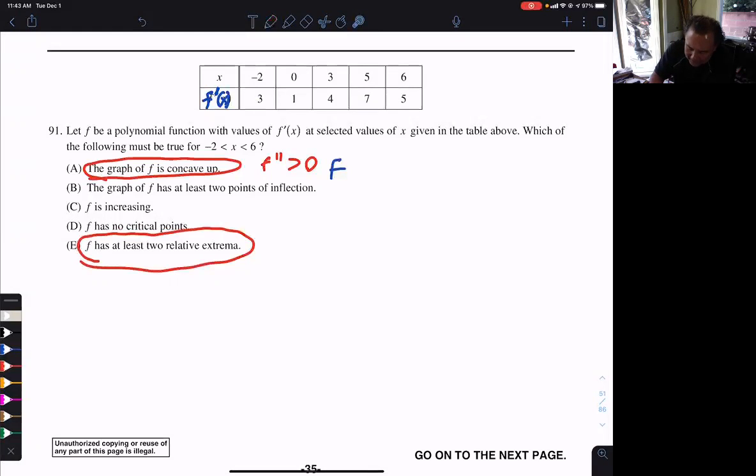So looking at this, are we guaranteed that the derivative changes signs twice? We're not. If this were negative, then yes, it went from positive to negative, changed signs. But we can't tell whether it changed signs or not. So we can't say it has 2 relative extrema. So that's definitely not always true. It could be, but it doesn't have to be true. And we're looking for things that have to be true.